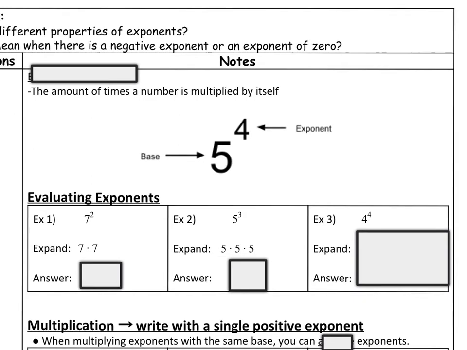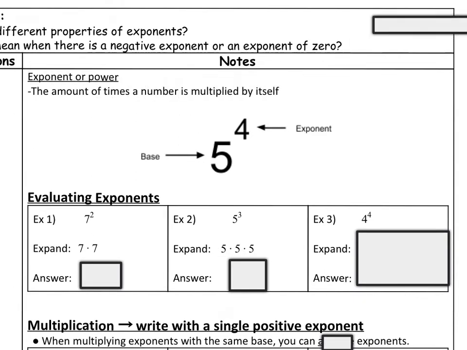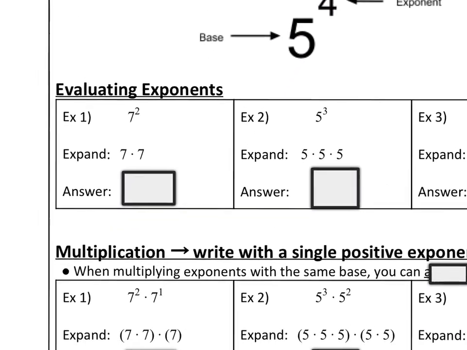Let's get to it. First off, an exponent or power is the amount of times a number is multiplied by itself. So normally we'd have a base, which is a bottom regular number, and to the top right a smaller number, which we call the exponent or the power. This will tell us to multiply 5 by itself 4 times. Let's look at a couple examples.